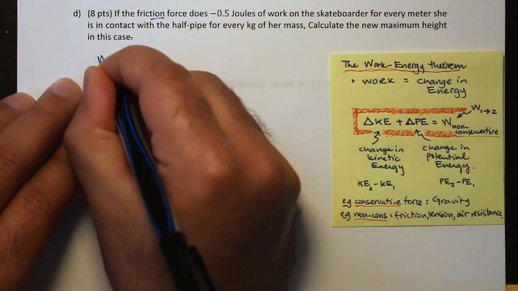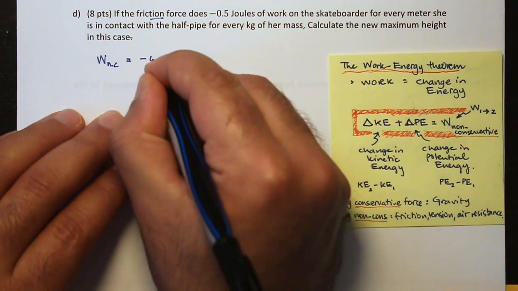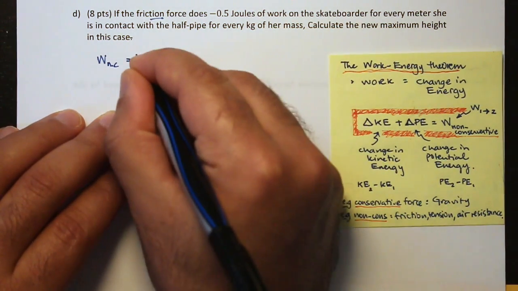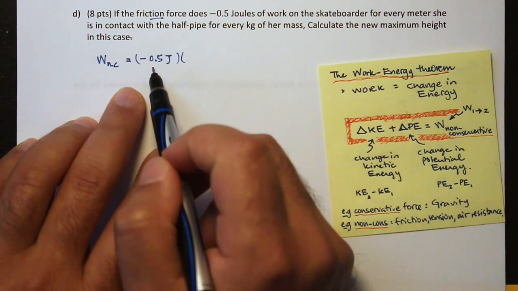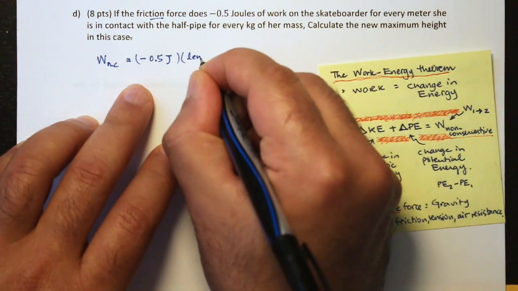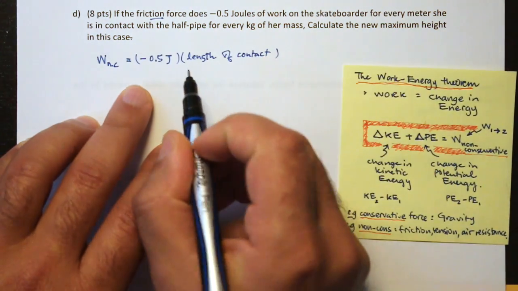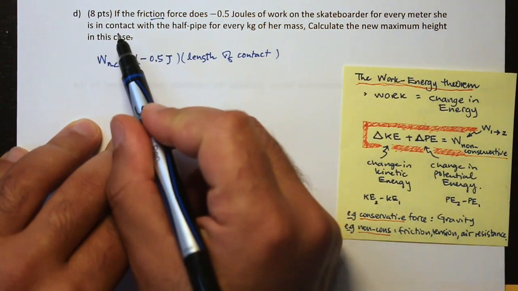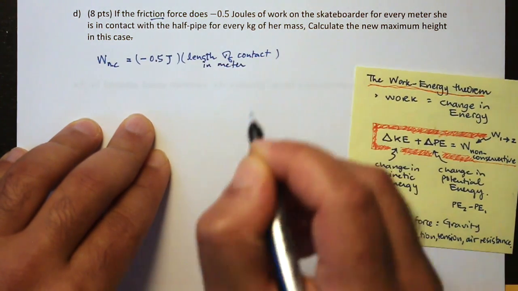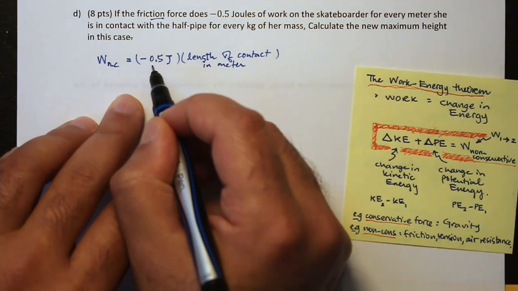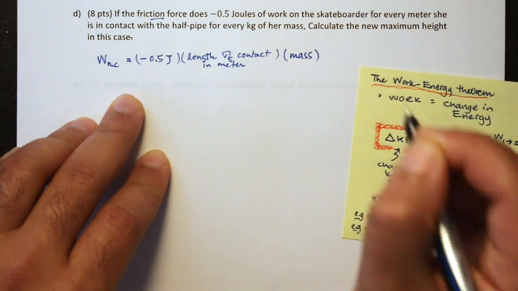So the total work done by friction, which is the total work done by non-conservative forces, is going to be equal to minus half a joule multiplied by, if for every meter she loses half a joule, that means it would be half a joule multiplied by the length of contact. So whatever length of contact she is in with the half pipe, for every meter of that, she's going to lose half a joule. And for every kilogram of her mass, so multiplied by her mass.